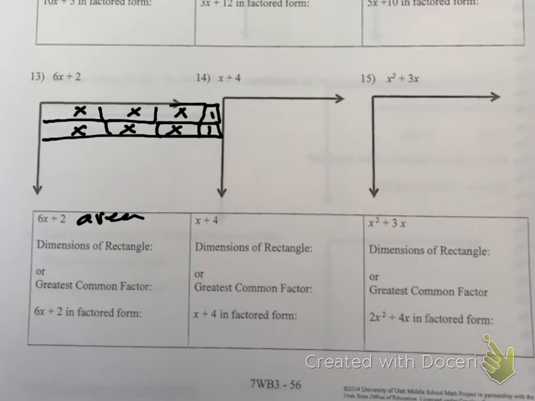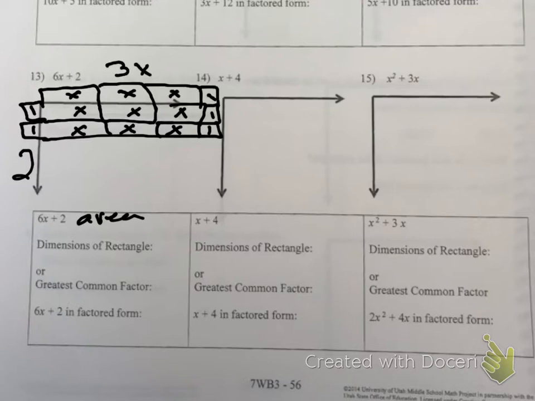So now we need to find the dimensions. So this is my dimension. So this is a 1 and a 1. So this factor was a 2. This factor has 3 x's and 1. So this factor is 3x plus 1. So the dimensions are 2, 3x plus 1.